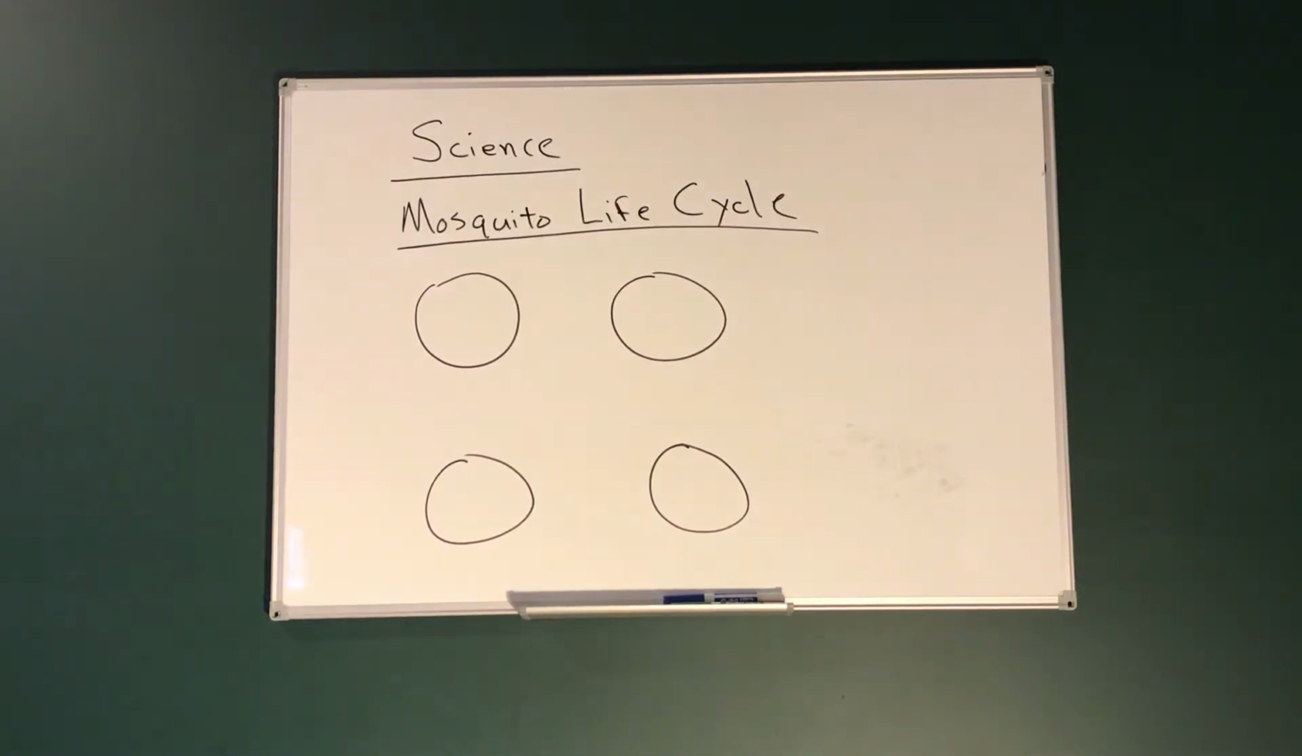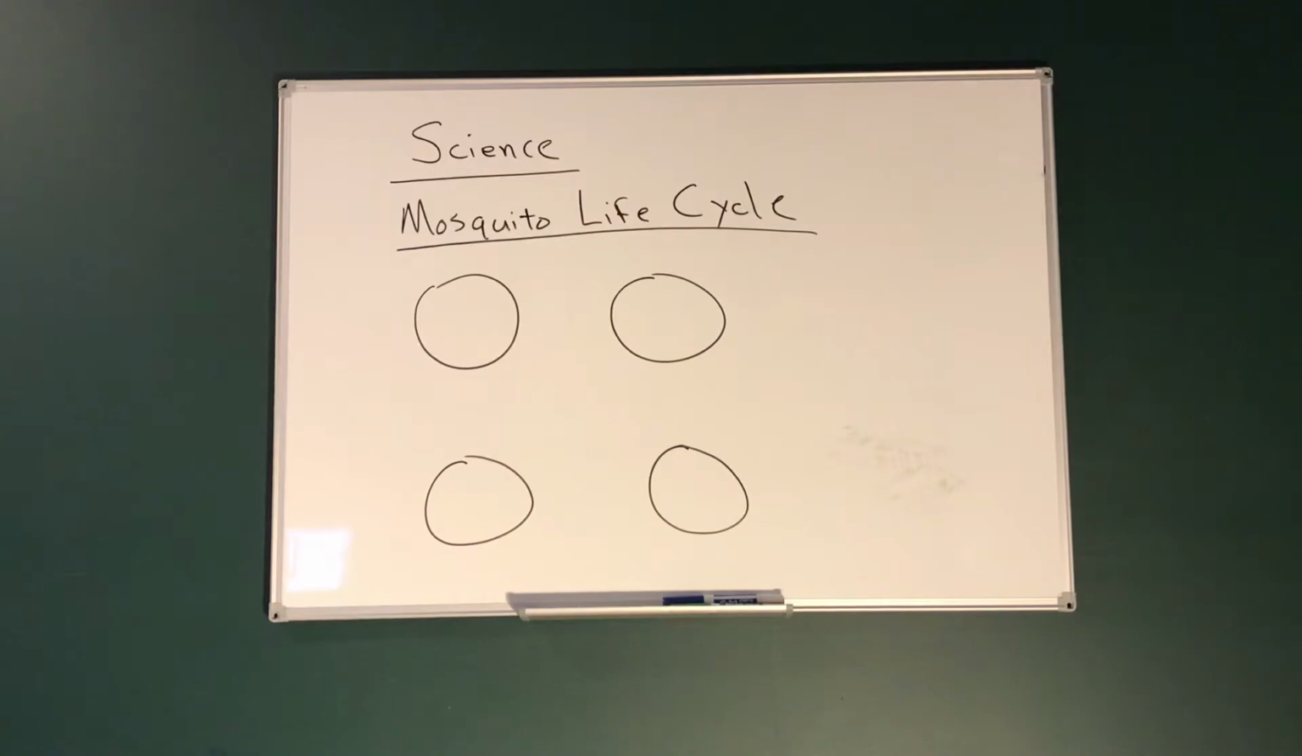Pointer again. In science today, we are going to be working on life cycles. So, the first life cycle that we're going to talk about is the mosquito life cycle. Now, the mosquito life cycle has four basic stages that we're going to be discussing for our purposes today.